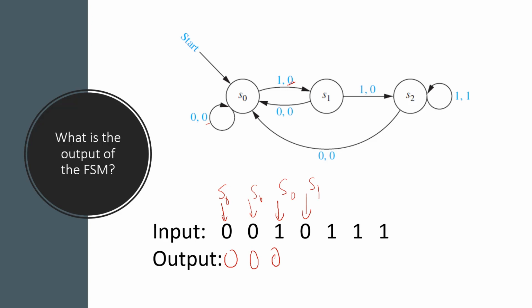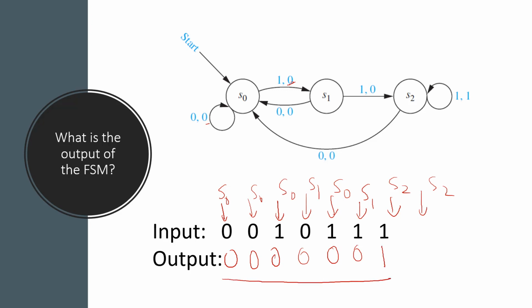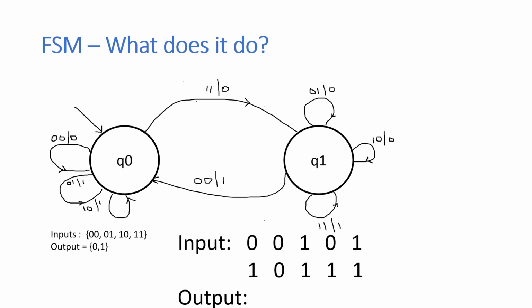S1 and 0 will take you to S0 and output a 0. S0 and 1 will take you to S1 and output a 0. S1 and 1 will take you to S2 and output a 0. S2 and 1 will keep you in S2 but output a 1. So here's the final output you get, and here's the final state you end up with. Because you ran out of the input stream, you won't be able to process anymore.